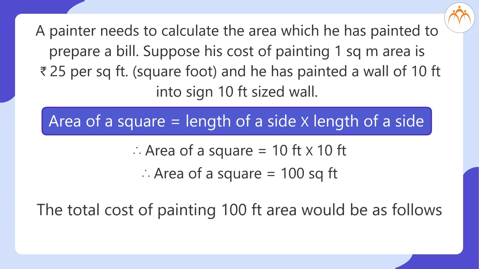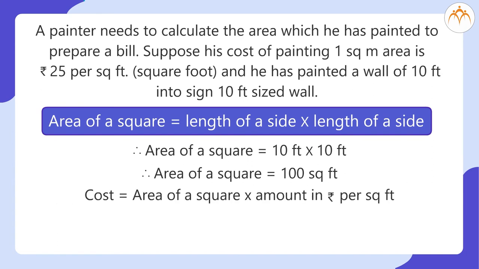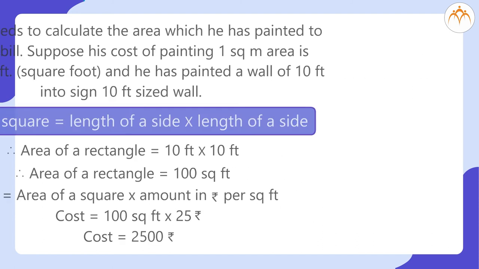So, the total cost of painting 100 square feet area would be as follows. Cost is equal to area of a square multiplied by amount in rupees per square foot. Cost is equal to 100 square feet multiplied by 25 rupees. So, the cost is 2500 rupees.